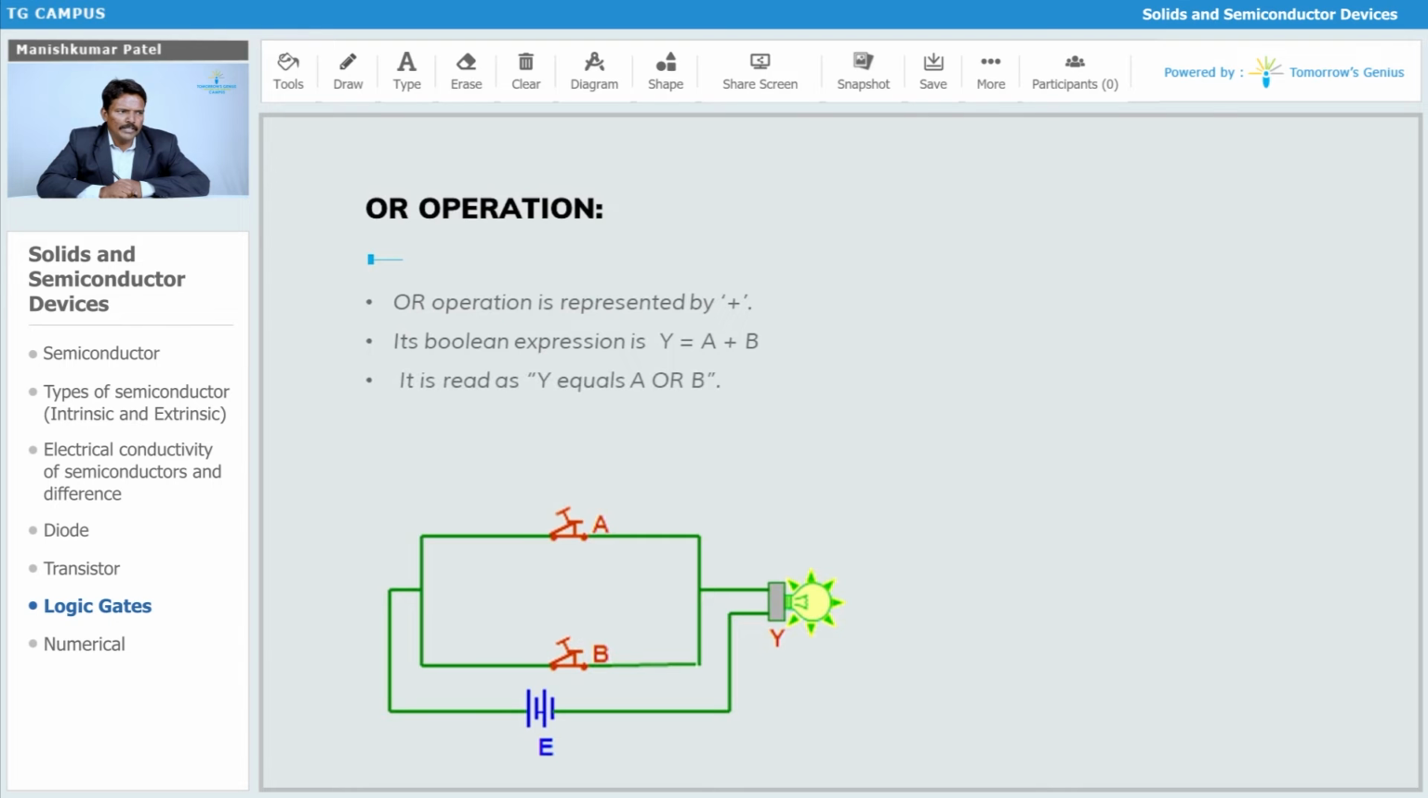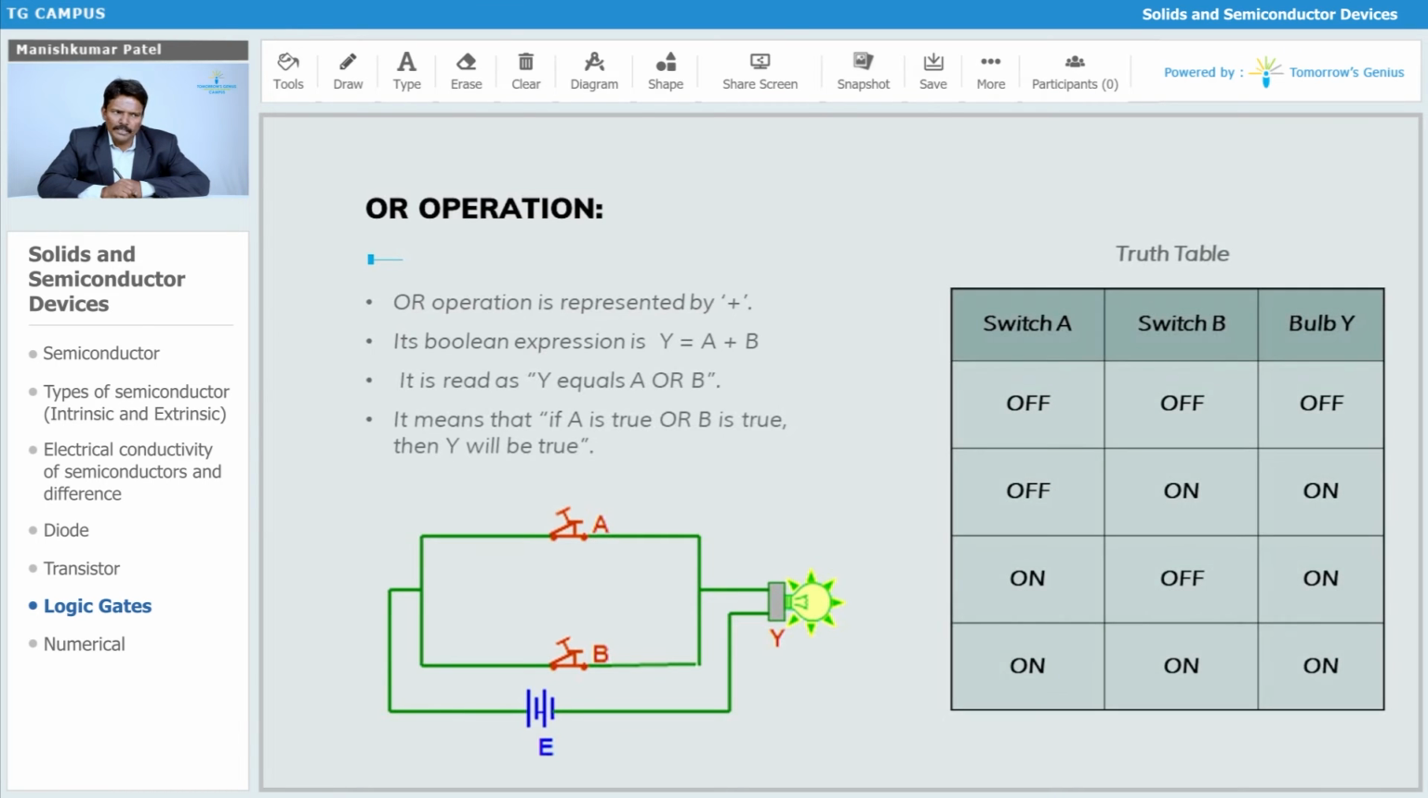It is equivalent to Y equals A or B, which is why it is called OR. That means even if only one of the switches is closed, the bulb is still going to glow.